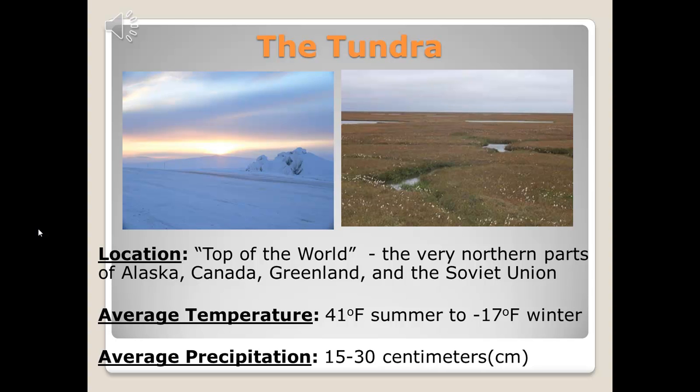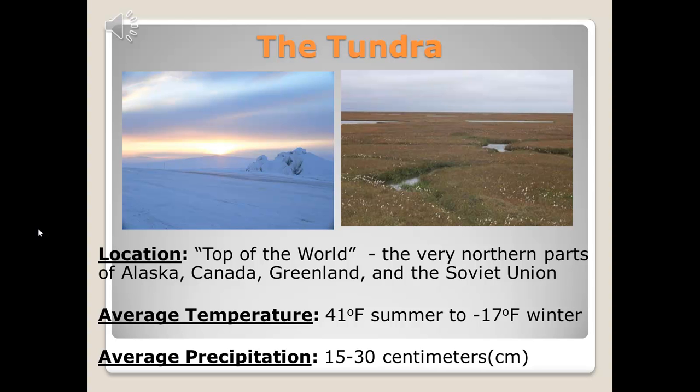The tundra biome. Take a look at the photos in the winter and in the spring and the summer. Very, very flat land, very few plants, and certainly covered in snow and ice in the winter. Location of the tundra, often referred to as the top of the world. The very northern parts of Alaska, Canada, Greenland, and the Soviet Union.